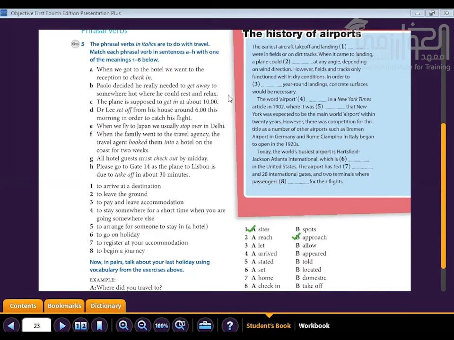So pause the recording while you complete the rest, and then when you finish, you can resume playing the recording, and then you check your answers.